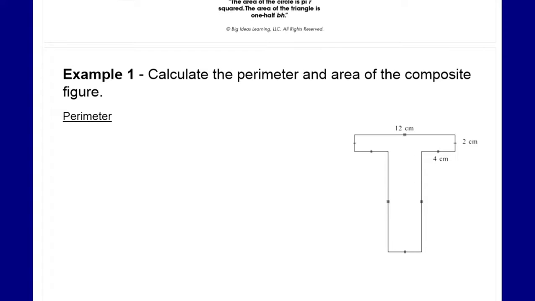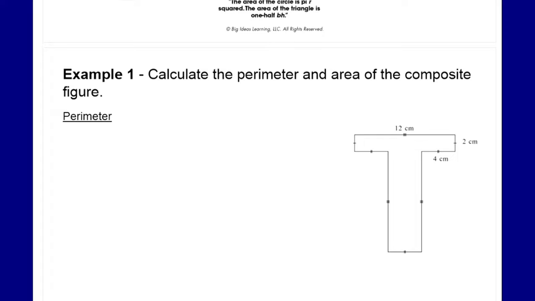It's not a square, it's not a rectangle, it's not a circle, it's not a triangle or a trapezoid or a parallelogram. It's not a shape that we have a specific formula for. And composite shapes or composite figures are made up of those basic shapes that we do have our formulas for. So when we're trying to find the perimeter and area, we might have to break up our composite shape into those basic shapes that we do know and that we do have formulas for.